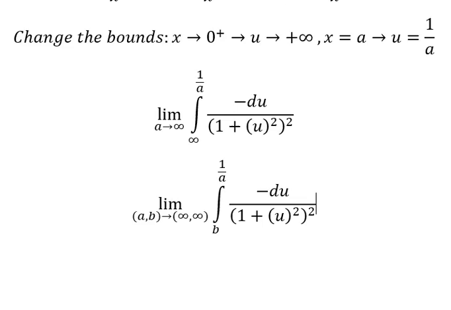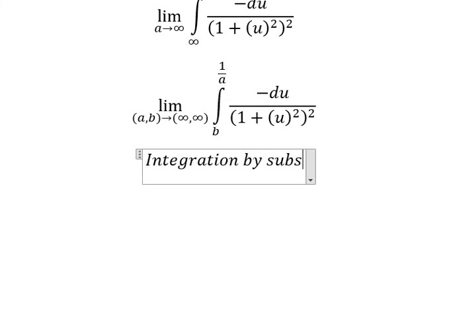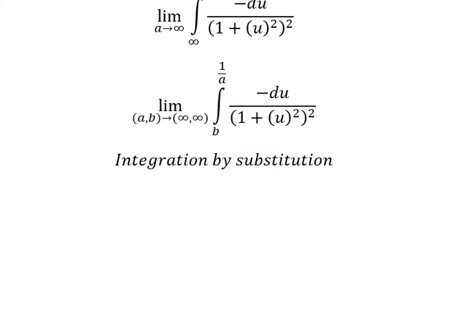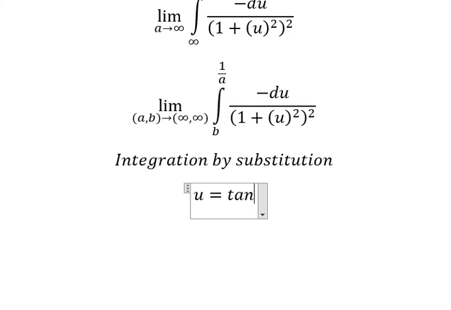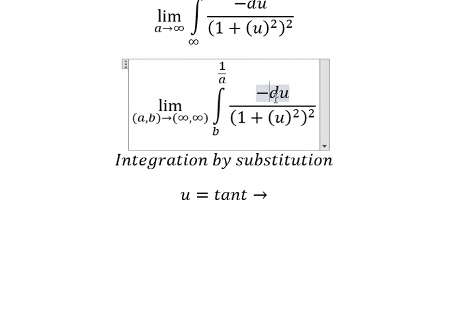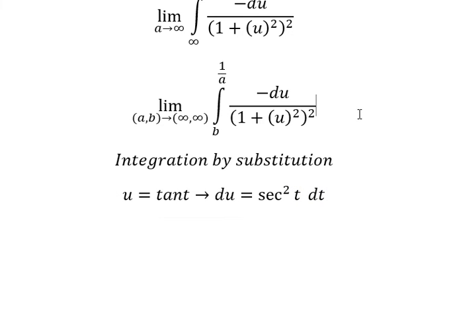Next, we can use integration by substitution. So I will put u equals tan t, because if I put this one in here, 1 plus tan t squared, we change to secant of t squared, and later we simplify by du. Du we have secant of t squared dt.